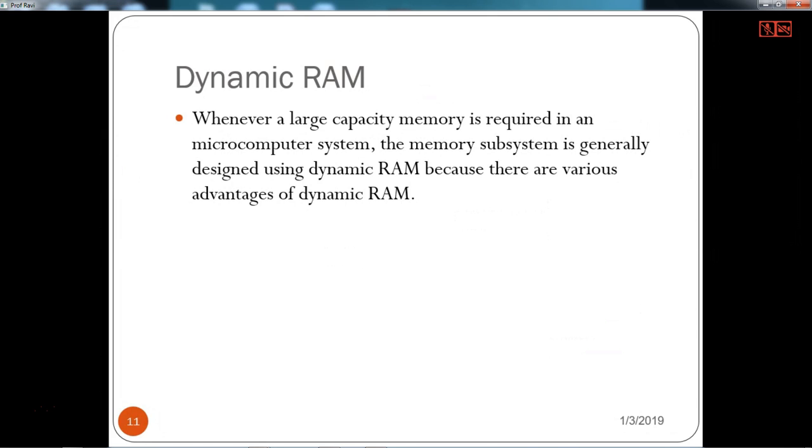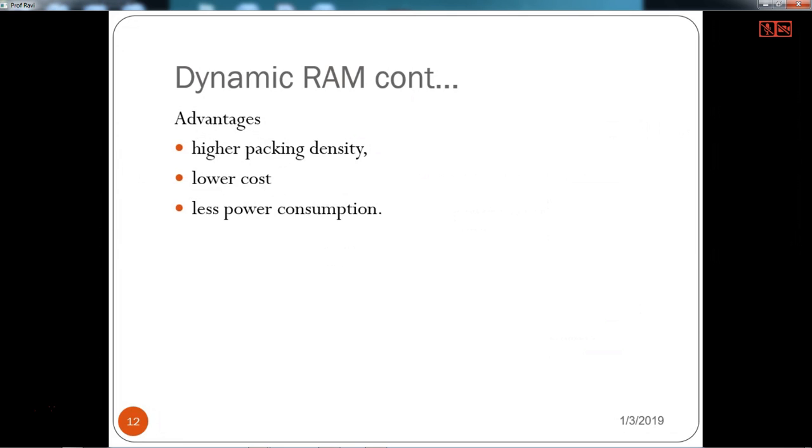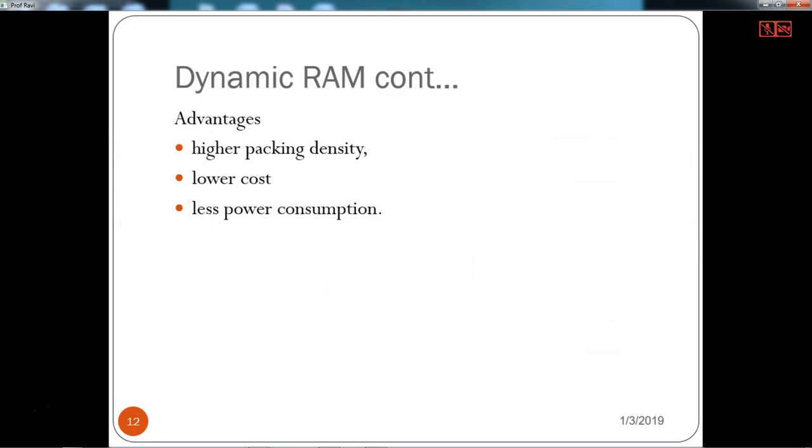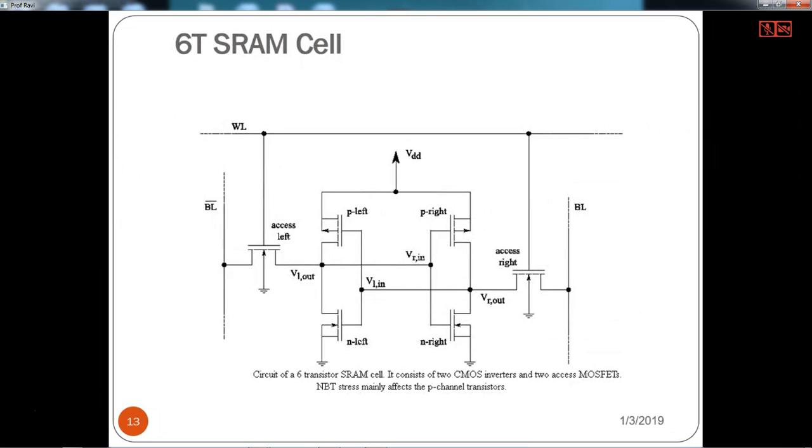Now let us look at dynamic RAM. Whenever a large capacity memory is required in a microprocessor system, the memory subsystem is generally designed using dynamic RAM because of its various advantages: higher packing density, meaning more memory in less space, lower cost, and less power consumption. But the disadvantage of DRAM is that you have to refresh the memory every clock cycle. So instead we can go for SRAM, static RAM.